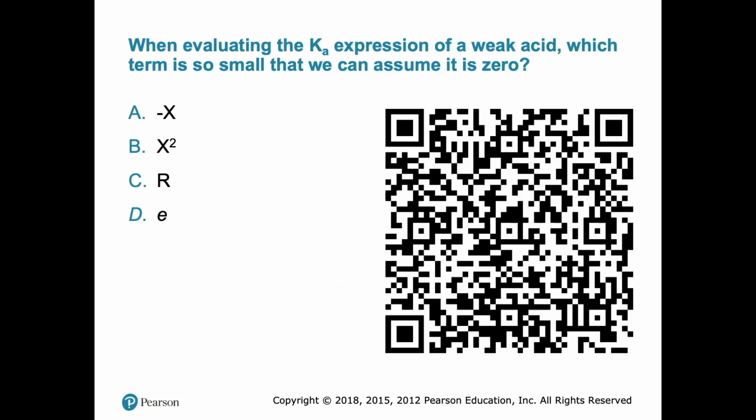All right, so when evaluating a Ka expression of a weak acid, which term is so small that we can assume that it's zero? Which term is so small that we can assume that it is zero? Yes, that is correct. This is the last thing we're doing. You just really needed to go through that to be able to work the problems in discussion.